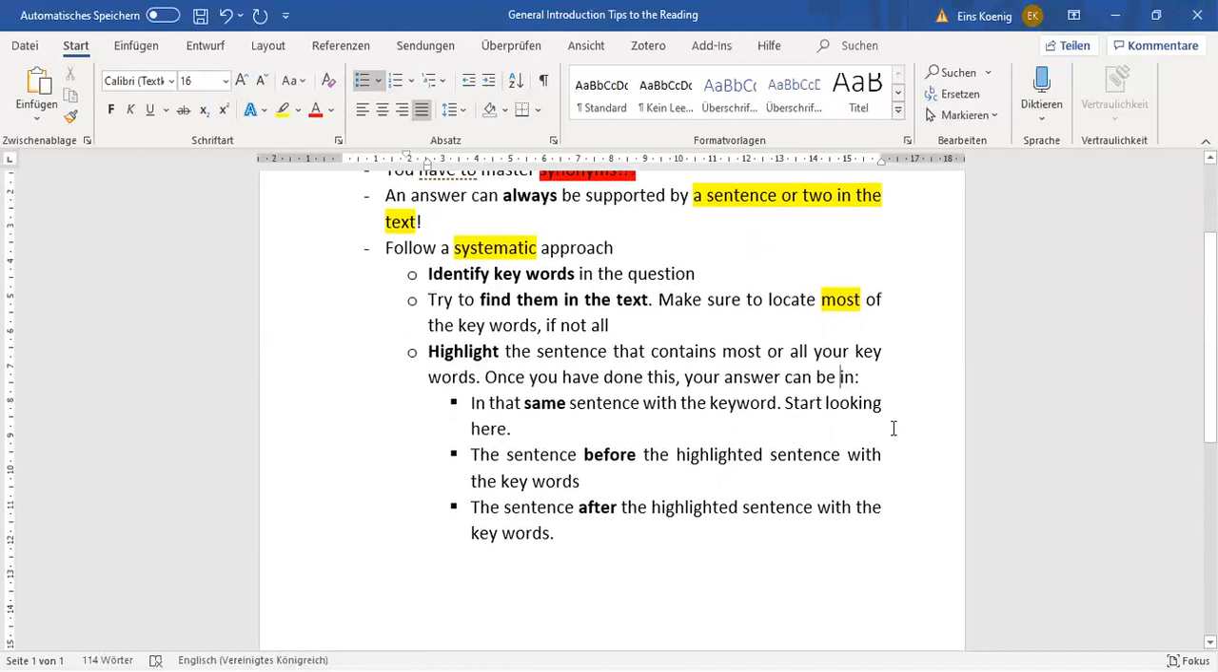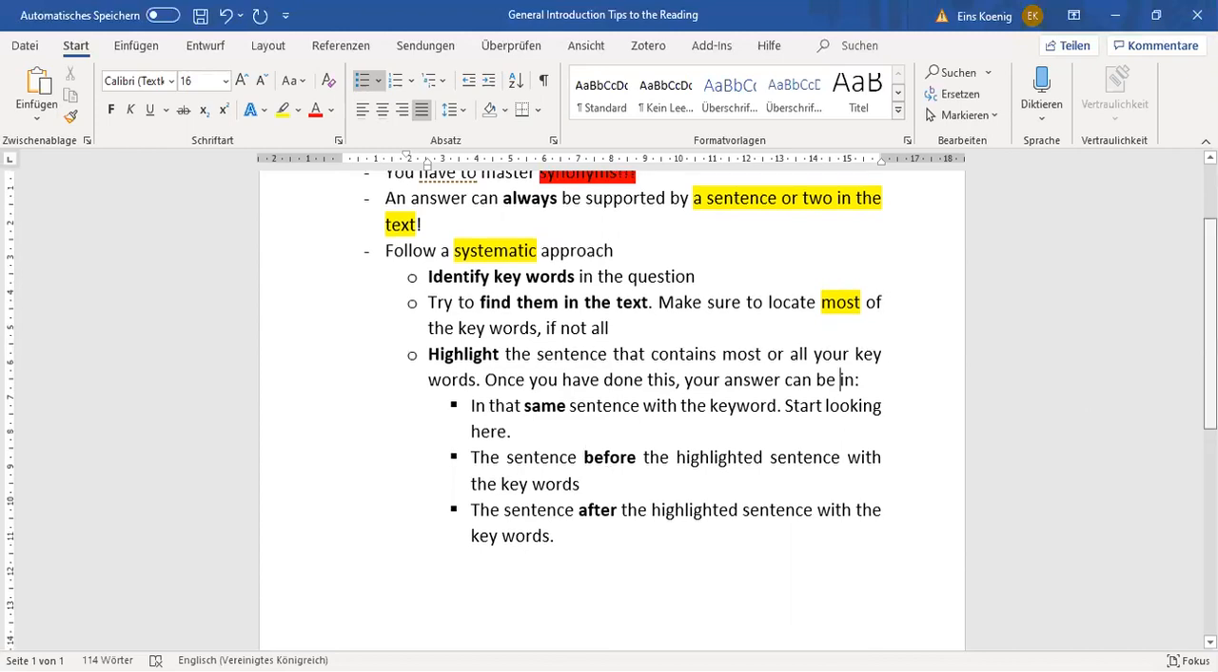After you've done this, and now comes the very important point, your answer. The answer to the question can be in that same sentence with a keyword, or it can be in the sentence before it, or it can be in the sentence after it. So basically you're working inside out, starting with the sentence that contains the keyword. If you don't find anything, you go to the sentence before it. If you don't find anything there, you go to the sentence after it. The answer always hides somewhere around the sentence with the keywords.